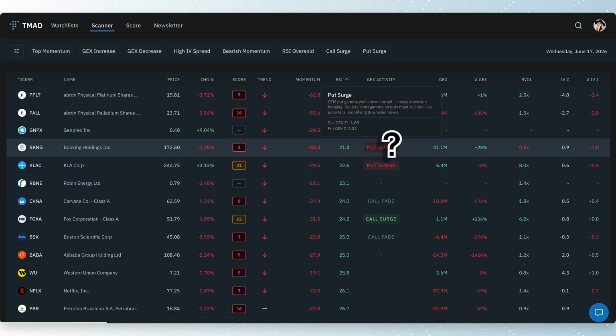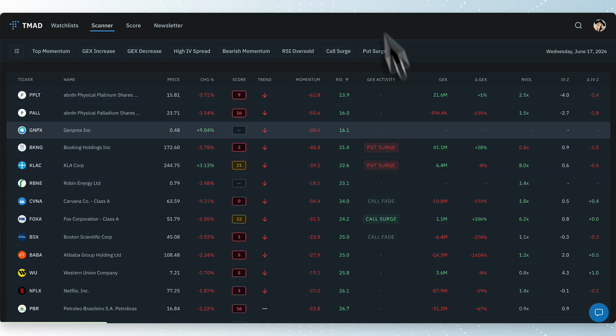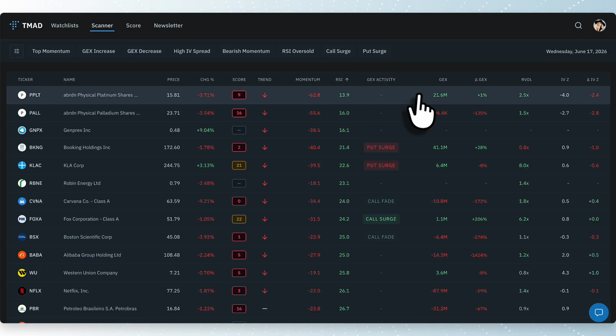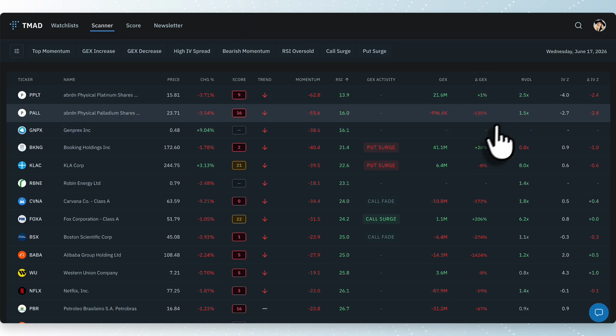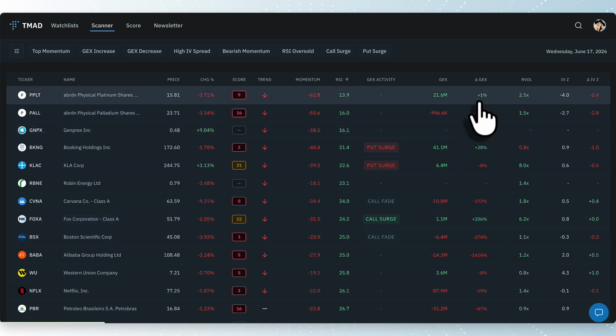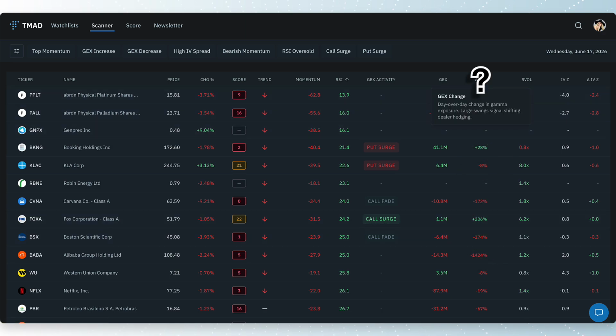You can see here again the option unusual. This is unusual activity, right? Then you have GEX, delta change of GEX, which is showing you how GEX is changing in last days. You see here GEX, day over day changing gamma exposure, right? So large swing signals shifting in dealer hedging. Everywhere you hover above, it's going to explain to you what it all means.